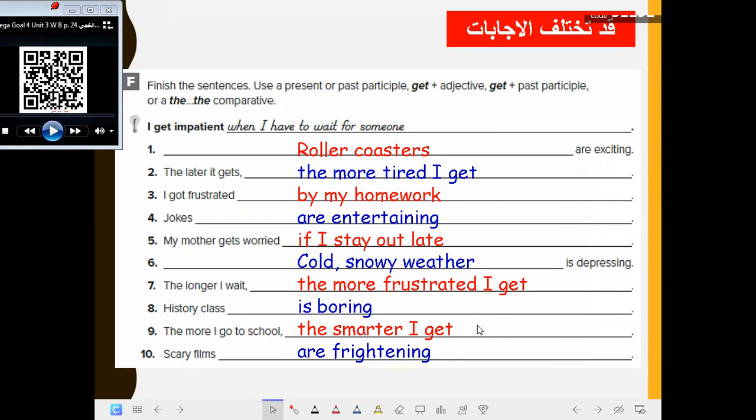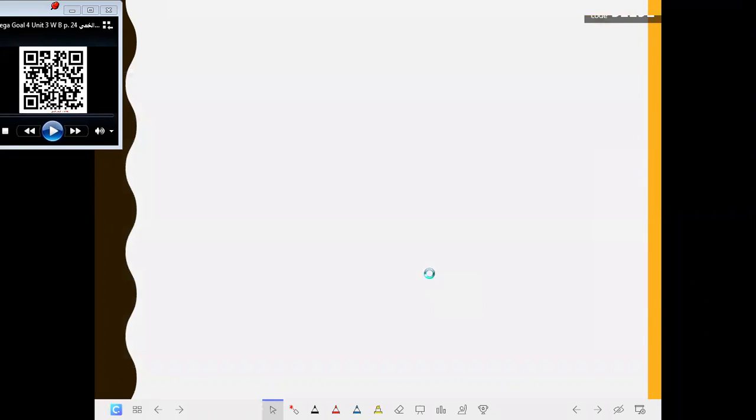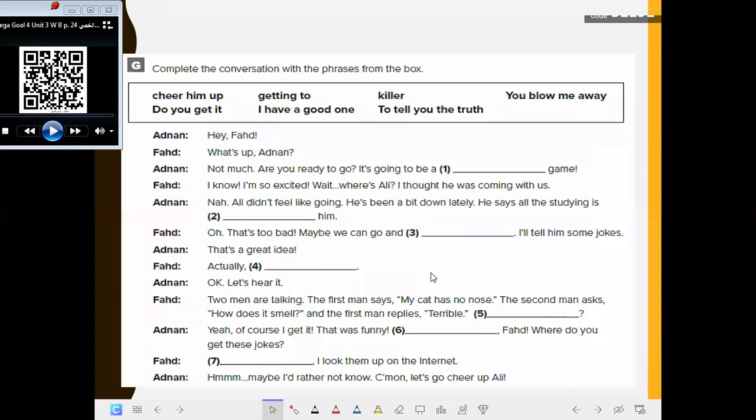Okay, now my dear students, let's go to another exercise on the same page, exercise G. I want you to participate with me to answer this exercise. طبعا كلكم هتشاركوا معايا بقى في التدريب اللي بعد كده اللي هو exercise G.